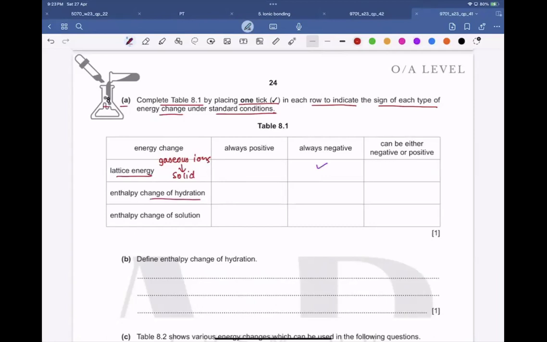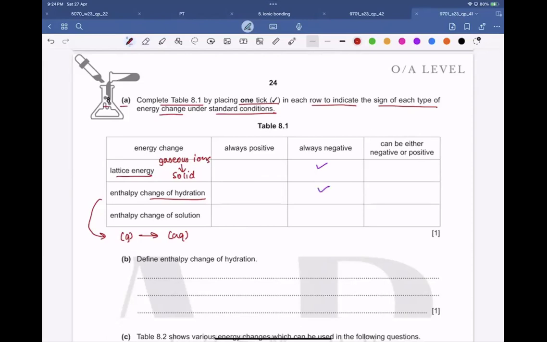Then enthalpy change of hydration. For hydration, if you recall, the gaseous ions turn into aqueous. When it dissolves in water, it bonds with the water, and formation of a bond is exothermic. So again, the energy is going to be released only, so it is always going to be negative.